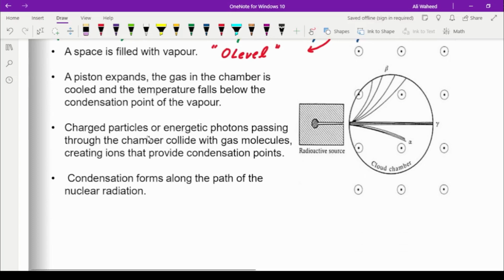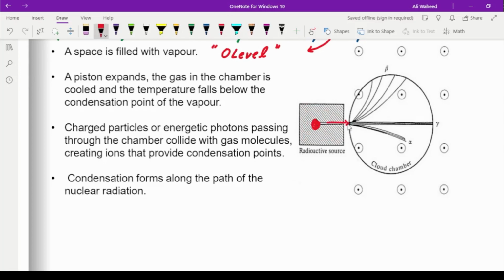Then the next pointer: the charged particles or energetic photons passing through the chamber collide with gas molecules. So you have the radioactive source placed over here. Here you have the radioactive source, and this is just a shield. We are shielding the radioactive source so that no radioactive rays are emitted on any other side. They should be directed straight towards the cloud chamber.